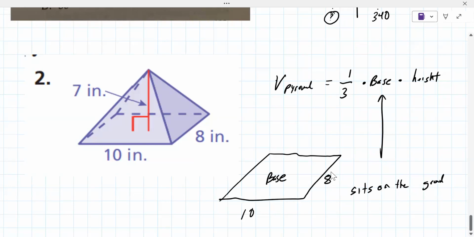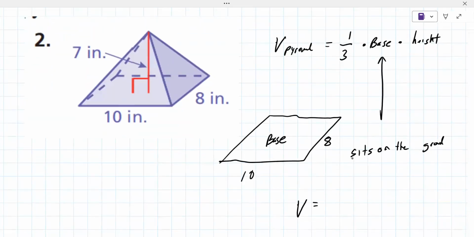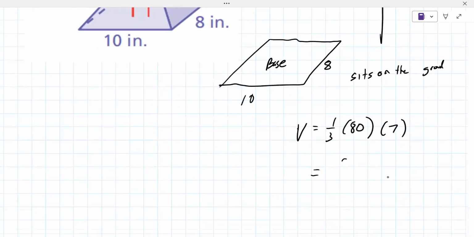80, yeah. The base is 80, so the volume of the pyramid is 1/3 times 80. The height is 7, so the height is literally like when you or I stand up, our height. There's nothing else there. How would I multiply 1/3 by something? You can wait till the end and divide by 3. So you could do 80 times 7 and then divide by 3. It may not work out perfectly, but it'll work out.